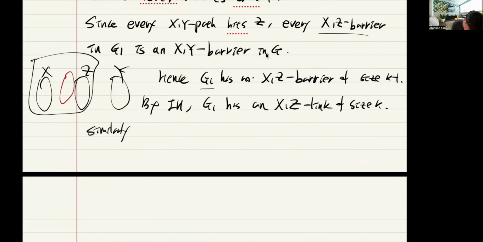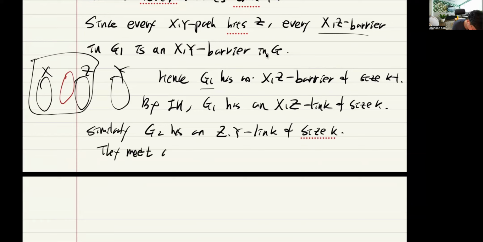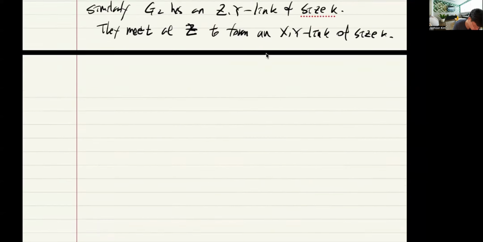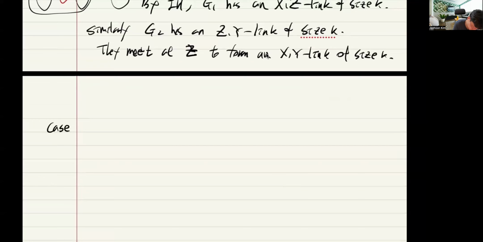Similarly, G2 has a Cy link of size k. And then C itself has size k. So they meet at C to form an xy link of size k. So case 1 is done.